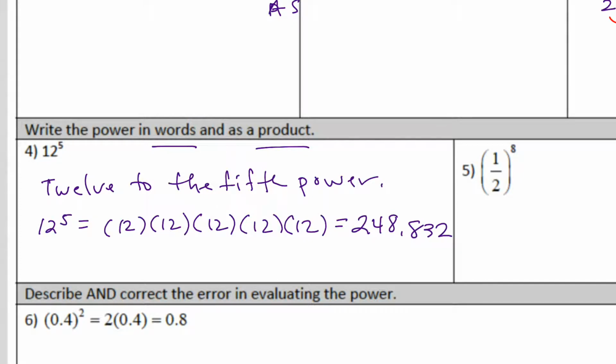So this would be in words. This is the product. Product means the answer to a multiplication problem. Okay? All right, I'm going to let you try number 5 on your own, see what you come up with.